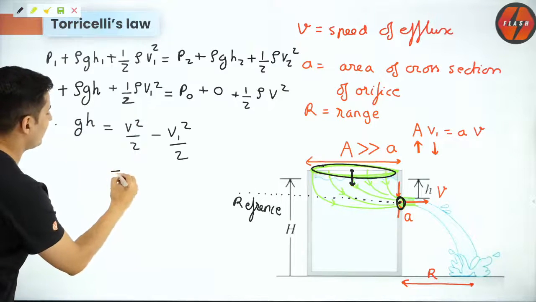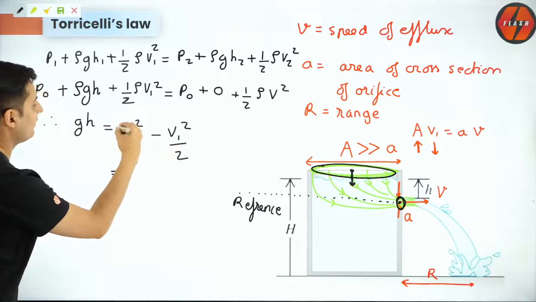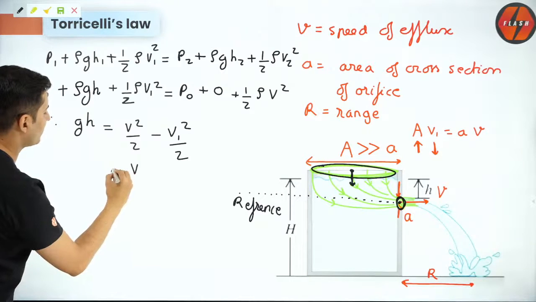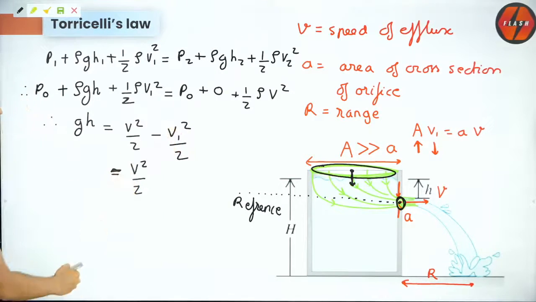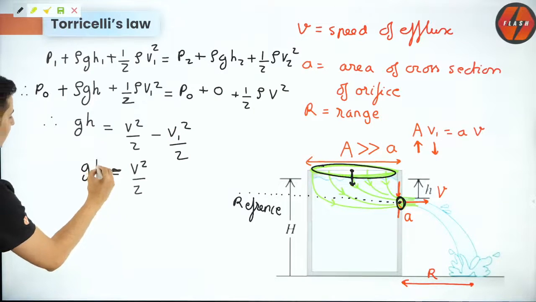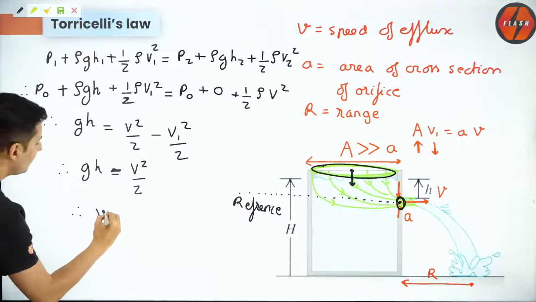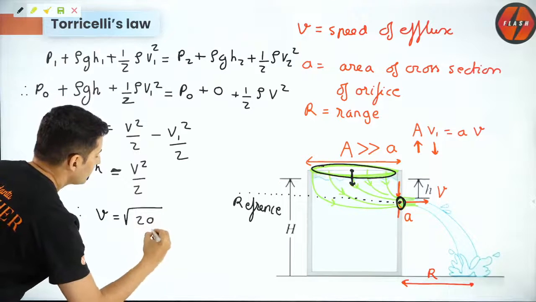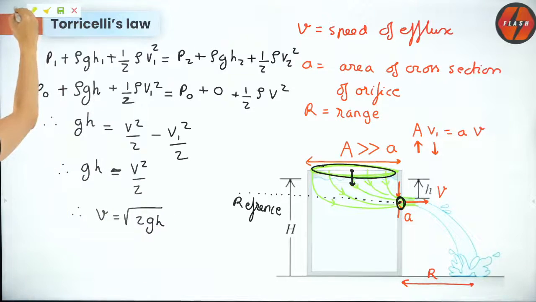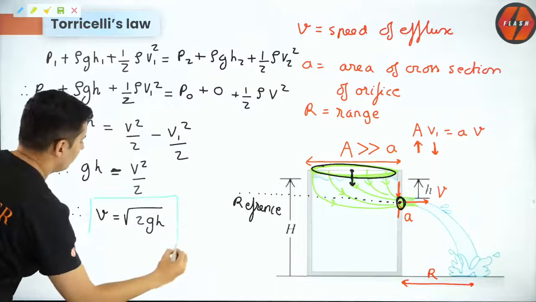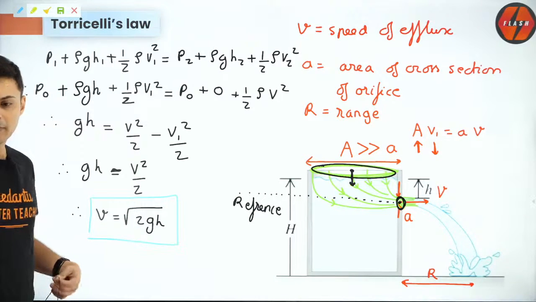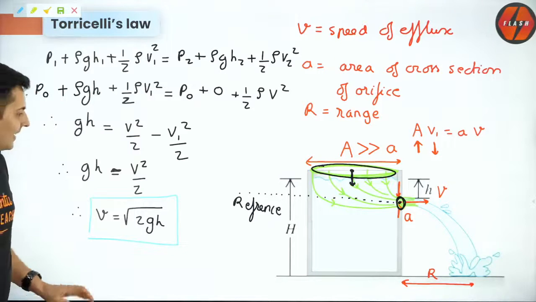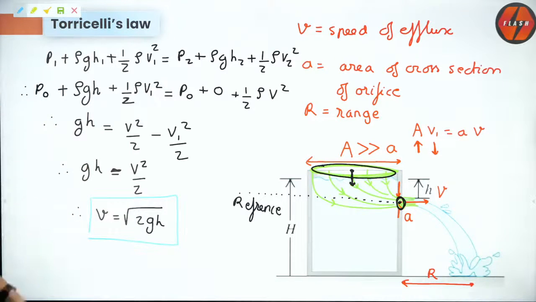So I can just say that this is negligible in front of this guy, and approximately this equation will hold true because this is going to be negligible, and therefore I can say V is equal to root 2gh. This is the formula. Very important formula. Okay, very important. I hope you have noted it down.